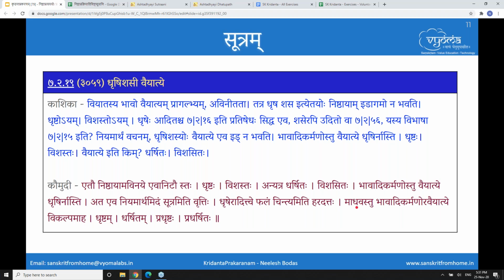All that you need to remember is that, forget about whether it is Adit Dhatu or not. All that we need to remember is Drusha Dhatu asti chet Vaiyapya artha asti chet idagama na bhavati anyatra tu idagama bhavati. That's what is also written in the Kaumudi.